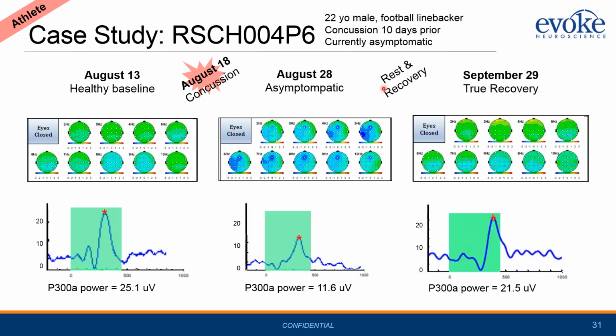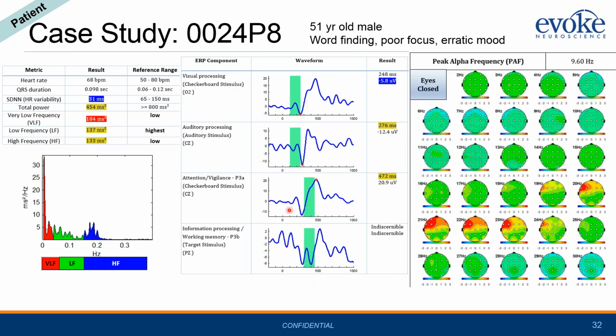Now, we gave him some rest and recovery, and then a couple months later, we saw that his brain bounced back. This is now true recovery. We can see that his low power has resolved. It's no longer focal here. It's just kind of this very slightly low power, more diffuse, nothing to be concerned about there. And our ERP has returned nearly identical to what it was before in comparison to when it really dropped in power here. All right, so let's switch gears, talk about a few patients before we wrap up.